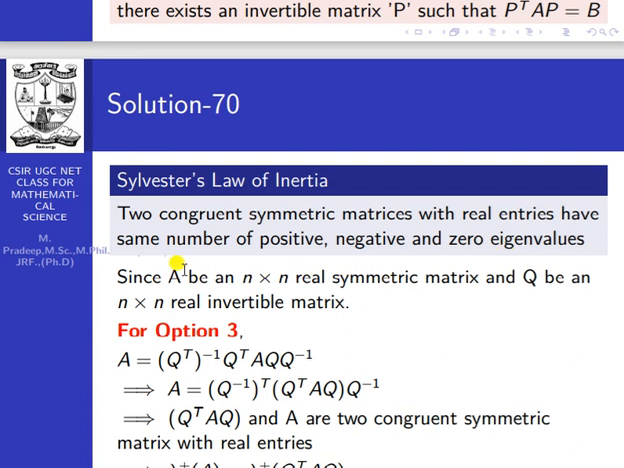Here, the given hypothesis is A is an n by n real symmetric matrix. Another one, Q is an n by n real invertible matrix. It's a very important point that both are real matrices.